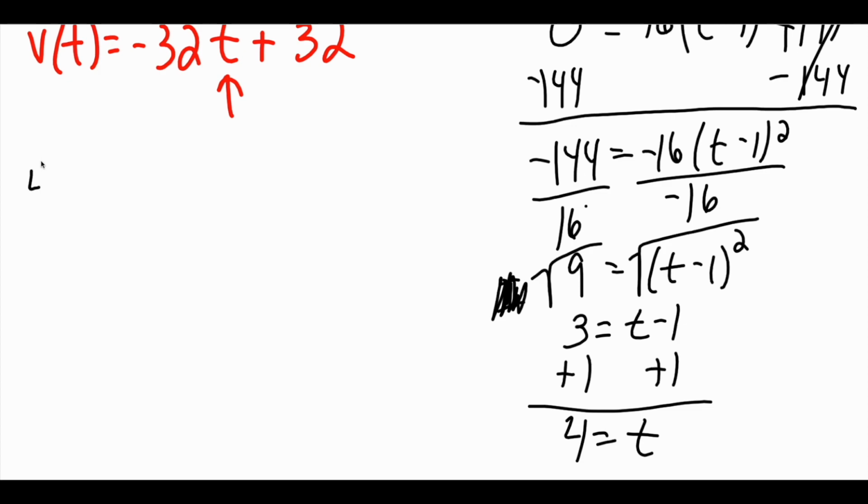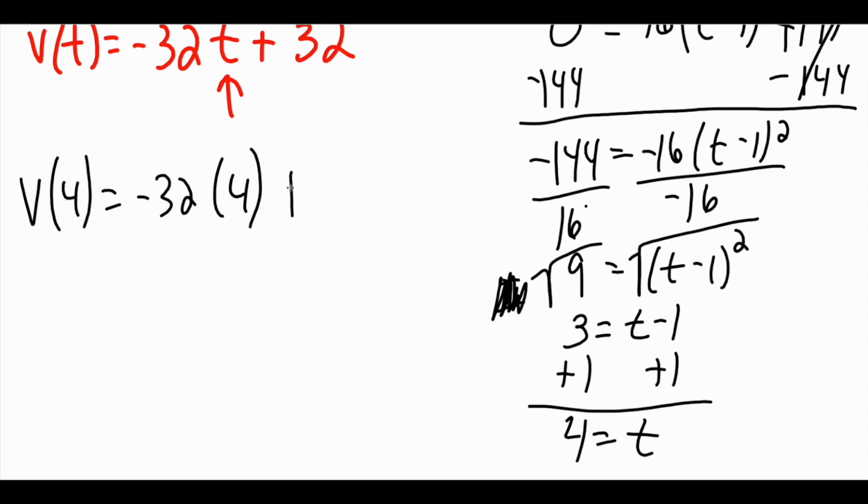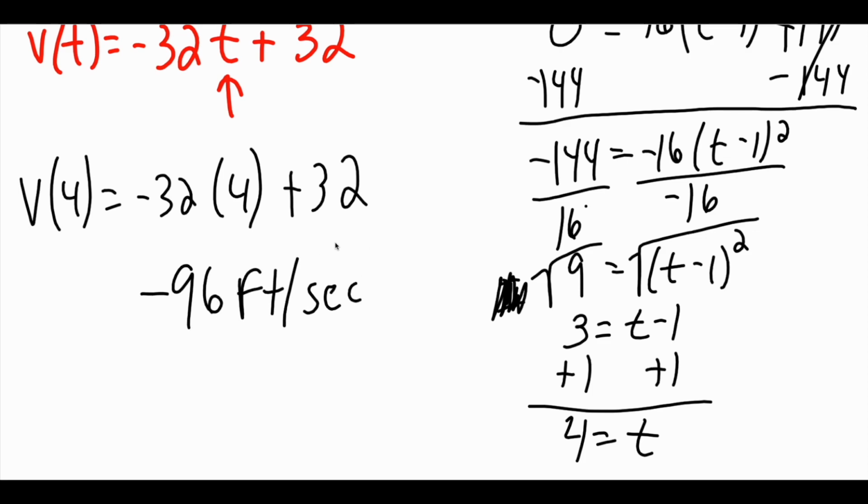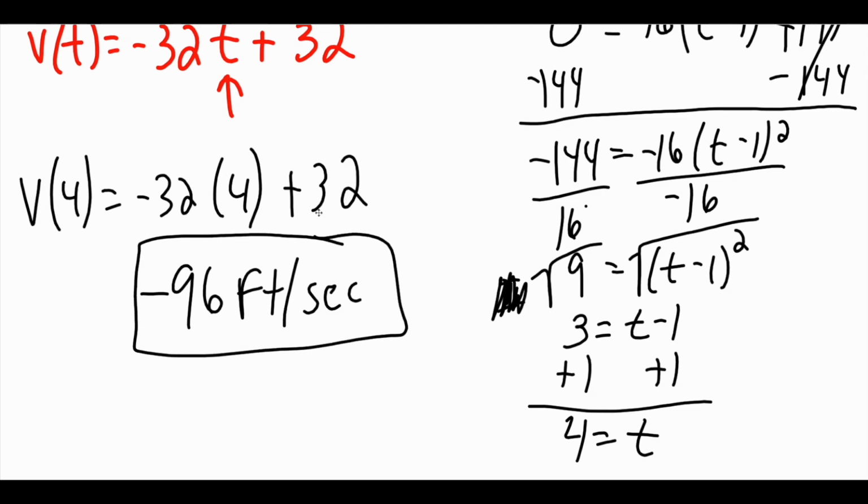We want to find, back up here, v of 4, so we do negative 32 times 4 plus 32. And again, plug that into your calculator, and you will get negative 96 feet per second, okay? And again, that problem has 2 parts to it. Even though it's only one question, there's actually 2 parts to it, because you need to figure out the time from your initial function, and then take that time and plug it in.